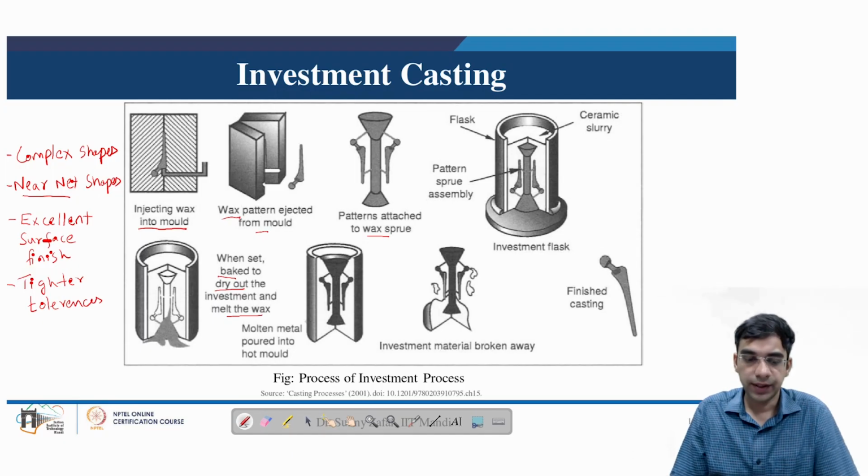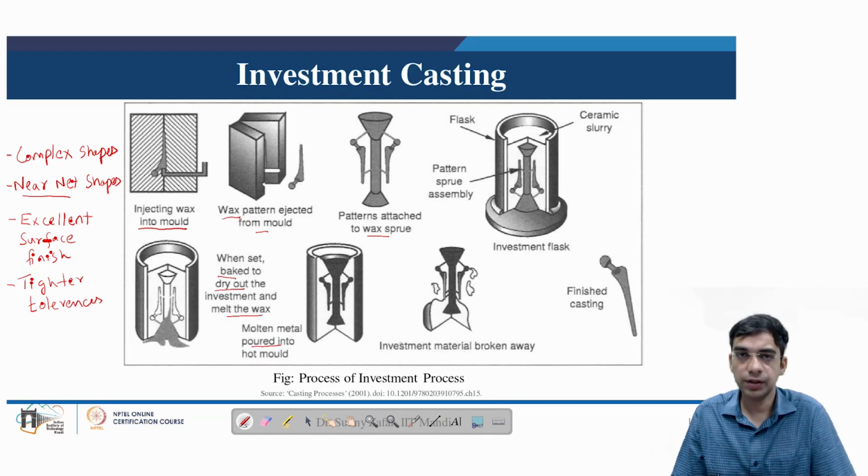In this hollow cavity, subsequently the metal is poured and then the metal is allowed to solidify in the cavity generated around the solidified ceramic slurry. Upon completion of solidification, the invested material is broken away and then we are left with the cast product.